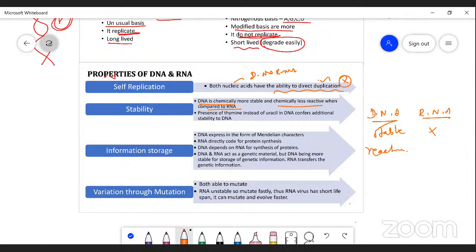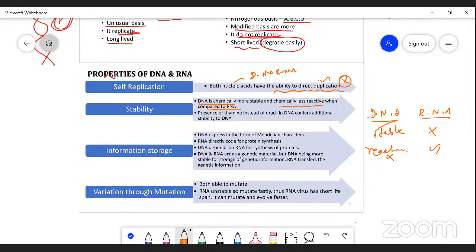So chemically reactive is less, but here the DNA is chemically more stable and less reactive when compared to the RNA. You want to read it like that: DNA is more stable but less reactive. RNA is less stable and more reactive.